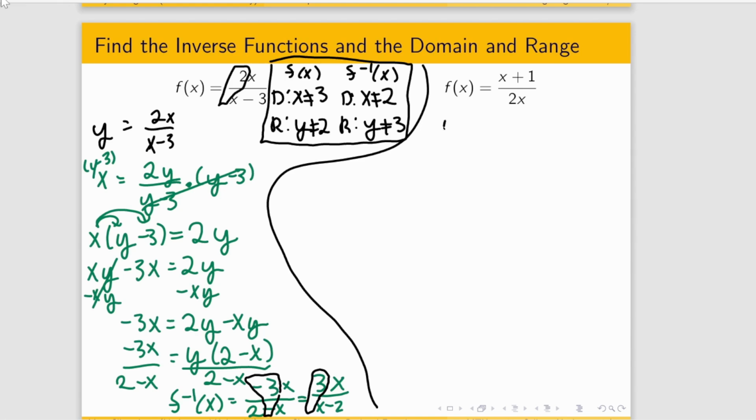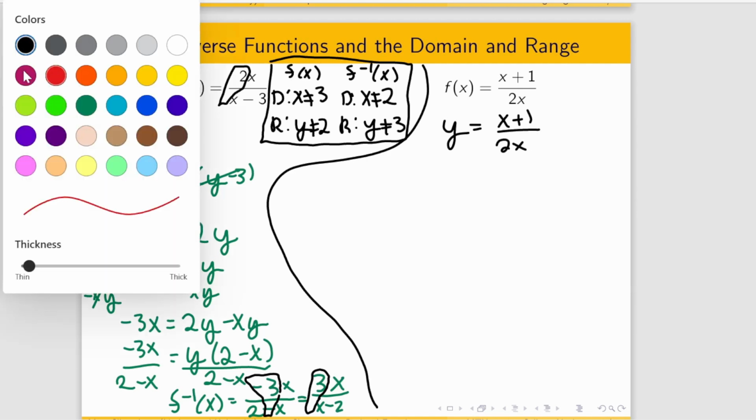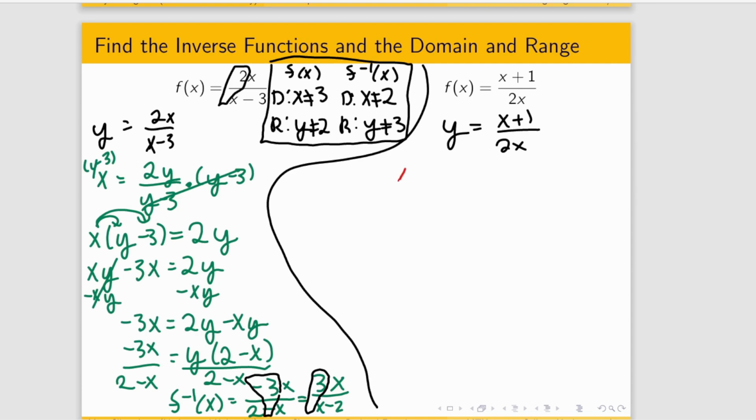For this next one, again, your first optional step is just replacing f of x with y. And then your first required step is that you switch y and x, so I get x is equal to y plus 1 over 2y. Then you want to get rid of having a y in the denominator, so you multiply both sides by 2y. So we get 2yx is equal to y plus 1.